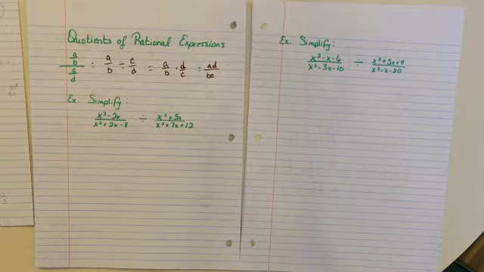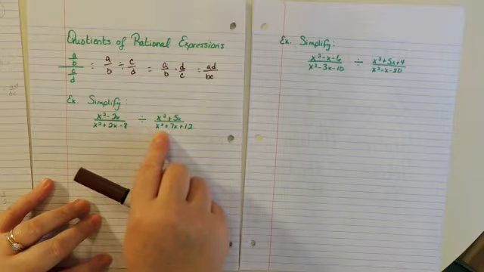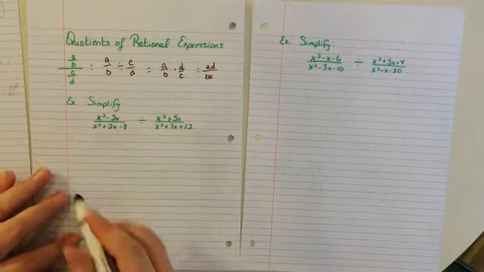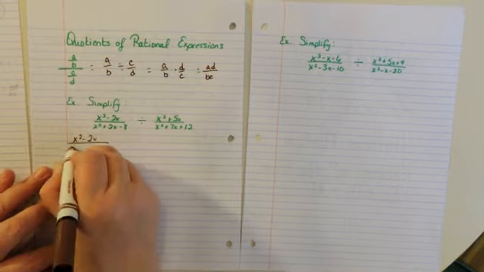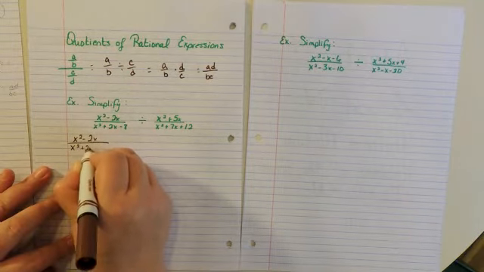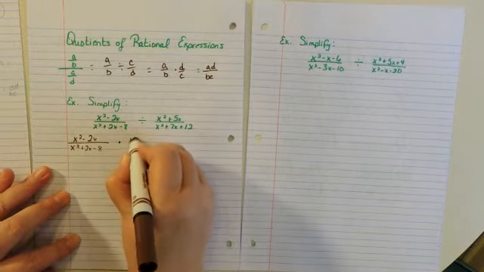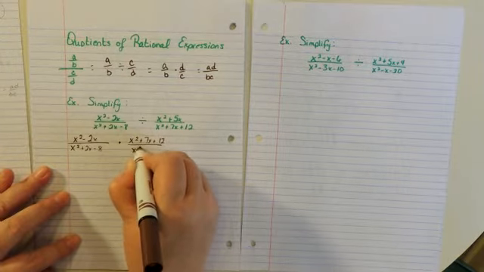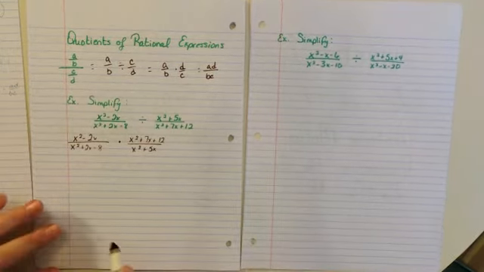So, let's try that with these guys. We're going to change this to multiplication and flip these before we start factoring anything. So, x squared minus 2x over x squared plus 2x minus 8, times, and we're going to put this one on top now, x squared plus 7x plus 12 all over x squared plus 5x. Now we can start factoring, and it's just like the previous problems.